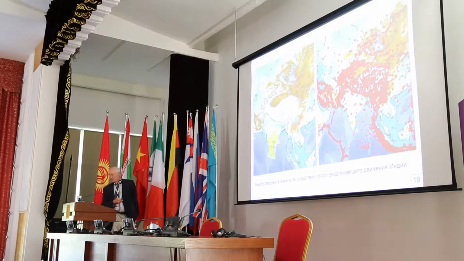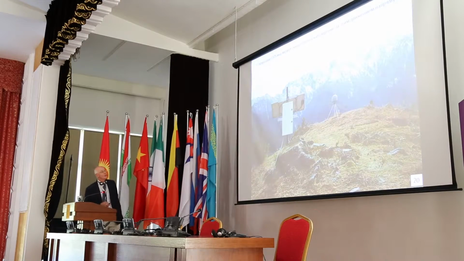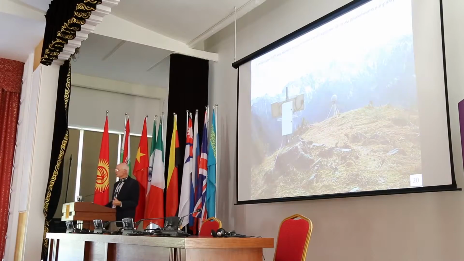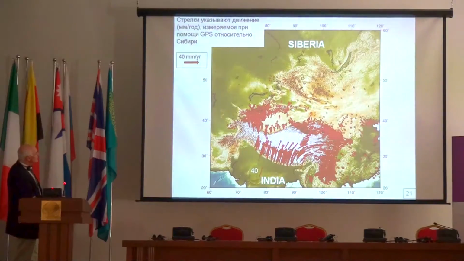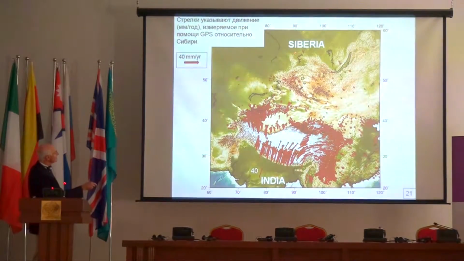We can measure this movement today with GPS. So this shows a modern GPS instrument. It is measuring very accurately the position on the ground, and we can measure how this position changes with time. What does it look like? It looks like this. This is a map where each arrow shows the movement of a point on the ground relative to Siberia here. So Siberia, there is no movement. It shows India moving north at 40 millimeters per year, and you can see all these arrows show the movement in the Himalaya, in Tibet, and here in the Tian Shan in Central Asia.